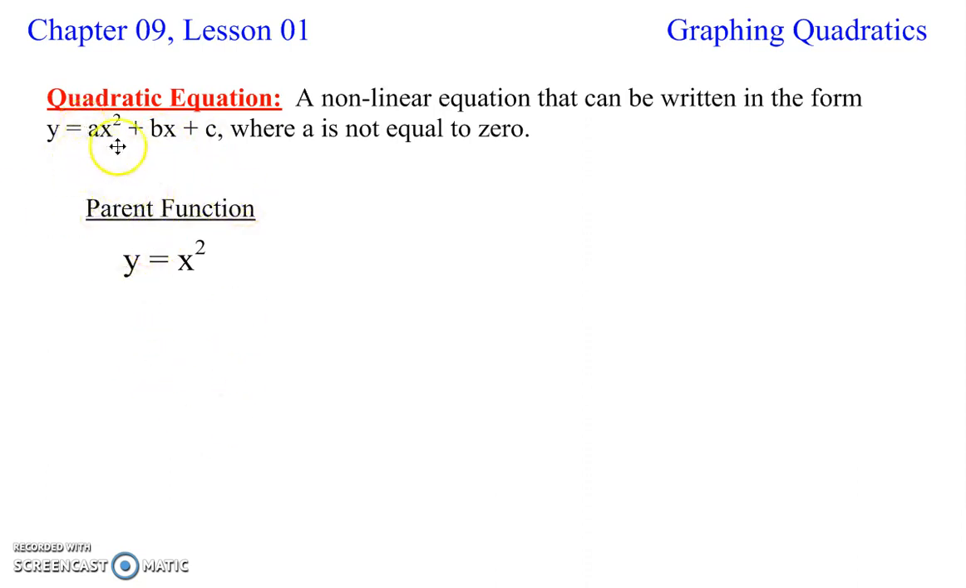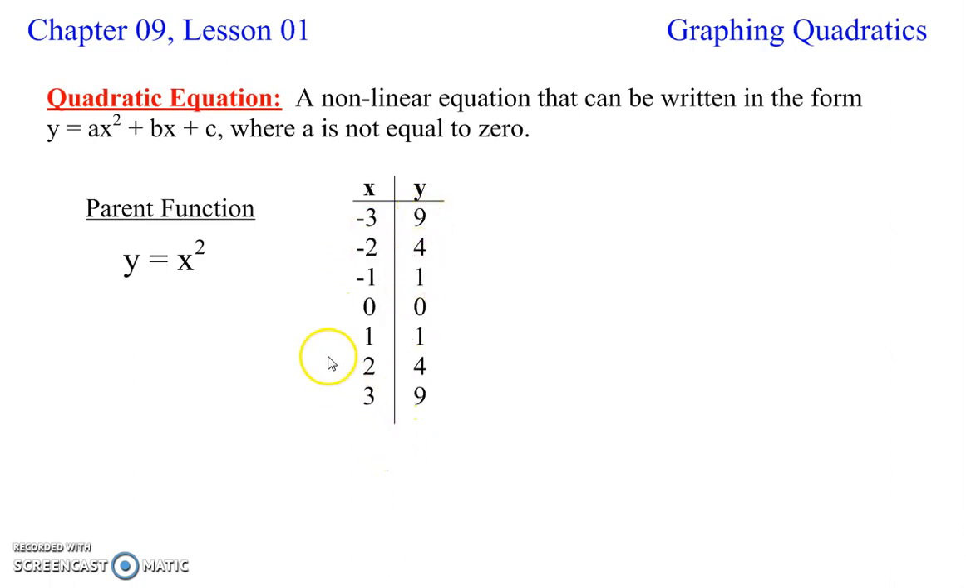Now, what we call the parent function, that's just y equals x squared. Now, that would be plus 0x plus 0, and we wouldn't have to write that. Now, if I look at an example of how to graph this, if I plug in negative 3 here, negative 3 squared gives me positive 9. And so forth. I could just plug in random numbers and fill in a chart like this.